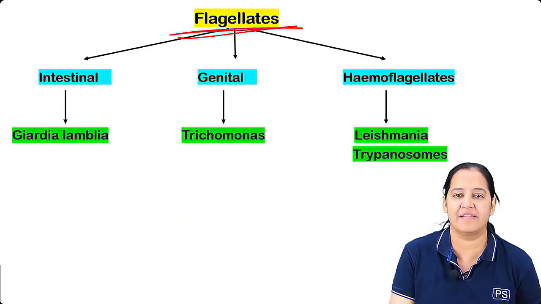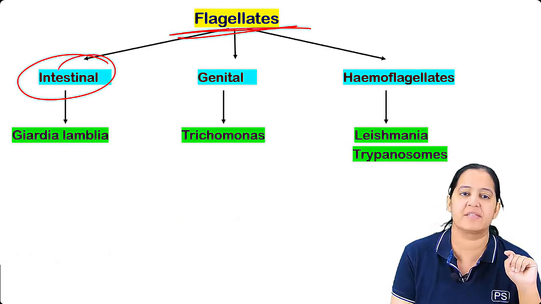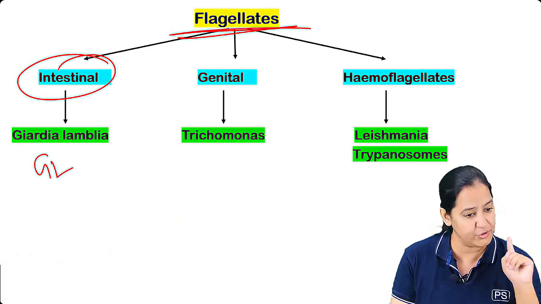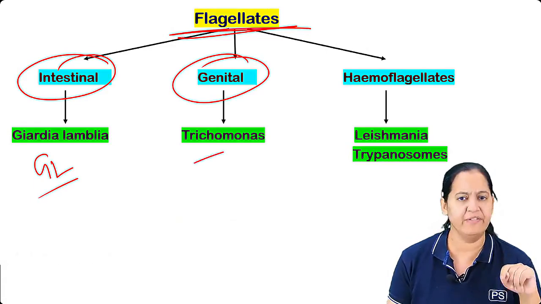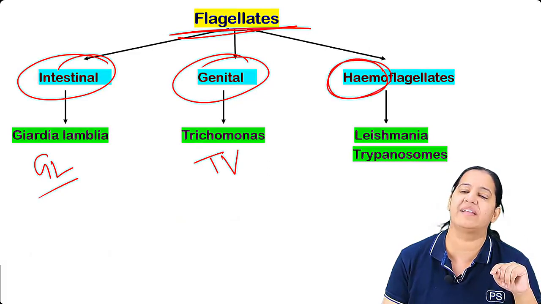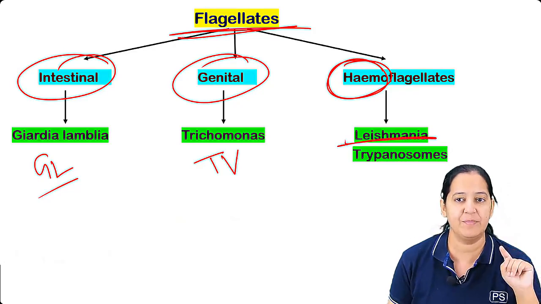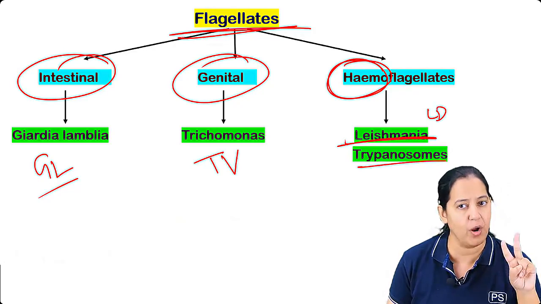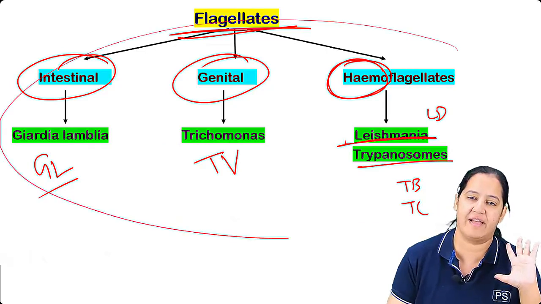I already told you that we divide flagellates into 3 categories. The one which remains in the intestine is Giardia lamblia. I will teach you Giardia lamblia first. Then I will move to the genital one, Trichomonas vaginalis. And then I will teach you the hemoflagellates, the blood flagellates. Here I will teach you 3: one is Leishmania donovani, and 2 are Trypanosomes, brucei and cruzi. So total 3 are there. In this way, 5 flagellates are there. You can see page number 2 of your chart.